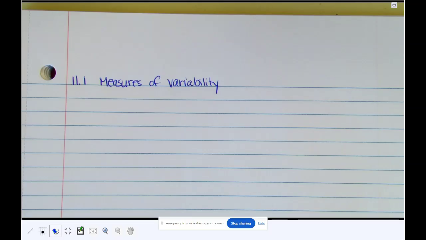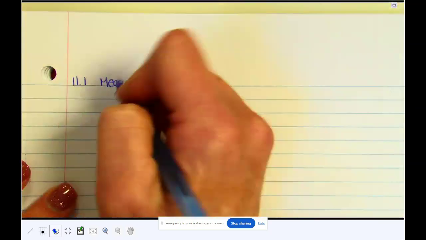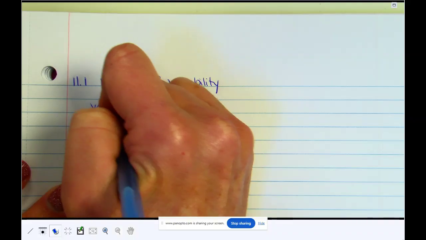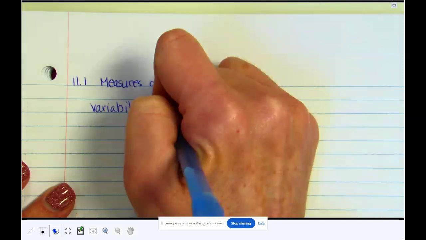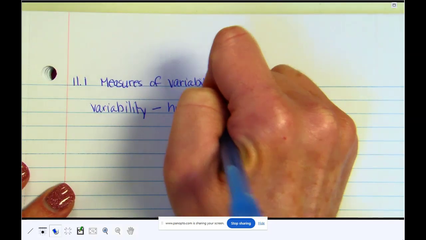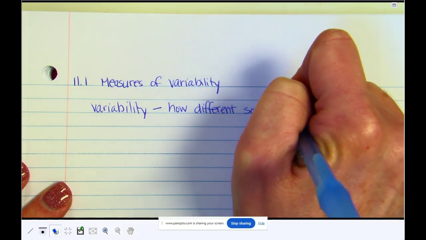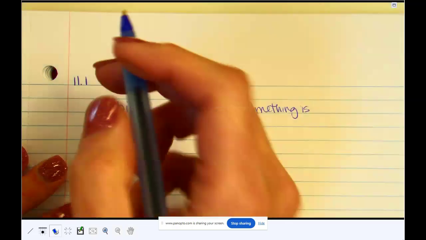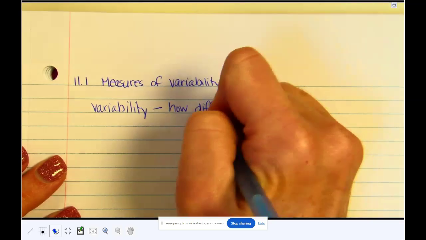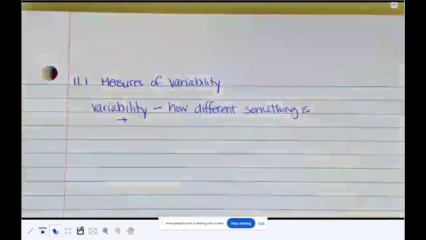Okay? So variability is, it's hard to explain. Variability is basically how different something is. Okay, so there are 2 ways to measure variability. Well, here you go. I want to give you an example of variability. Let's do this.